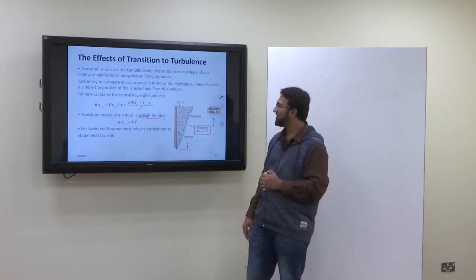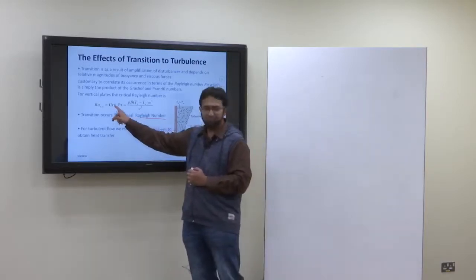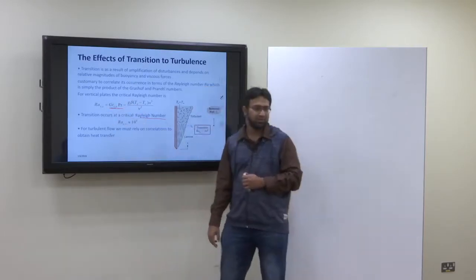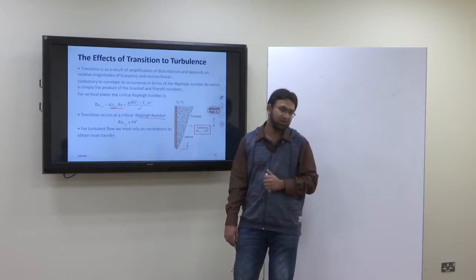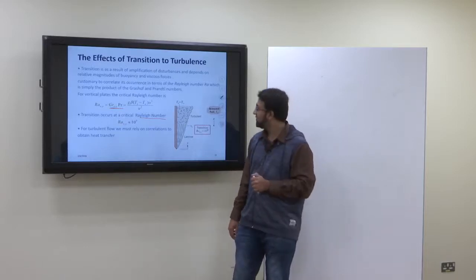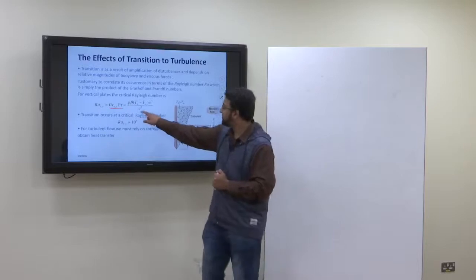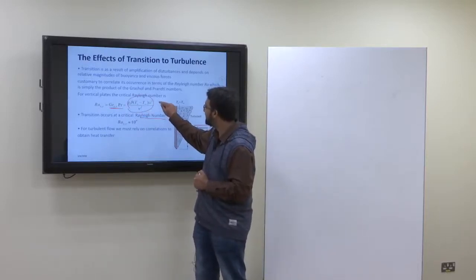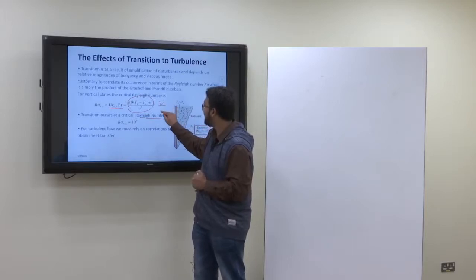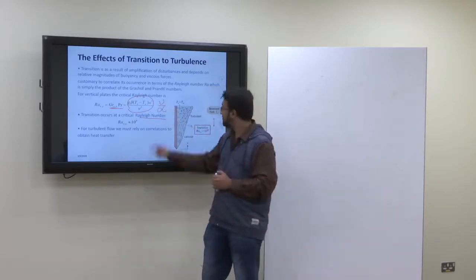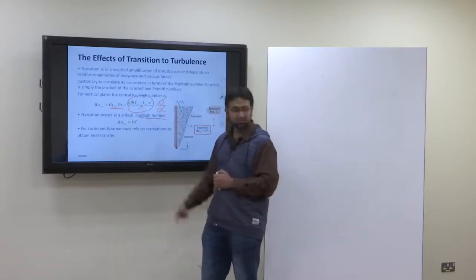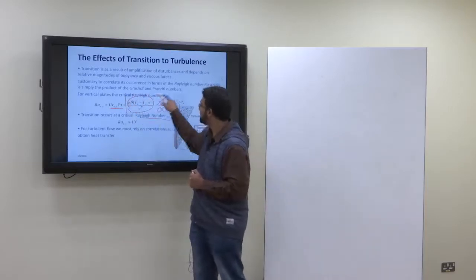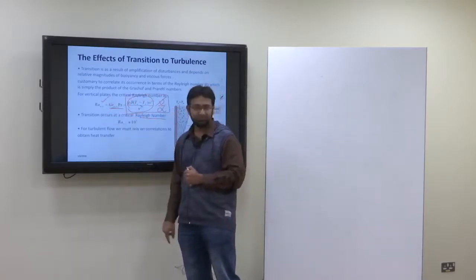The Rayleigh number is what? Rayleigh number is just the Grashof number multiplied by the Prandtl number. So this is the Grashof number. There is a mistake here, the Prandtl number is not written. So the Prandtl number will be what? Mu upon alpha, right? So this mu will cancel with this square. So this becomes the equation for the Rayleigh number.